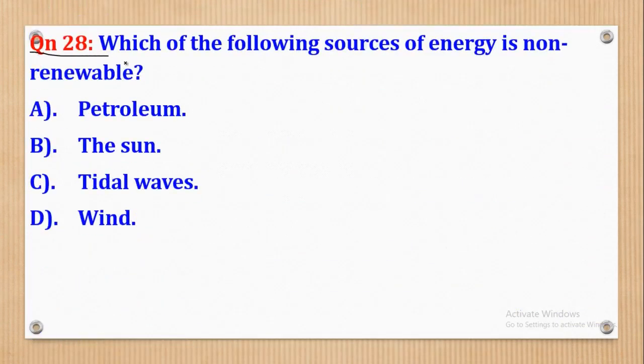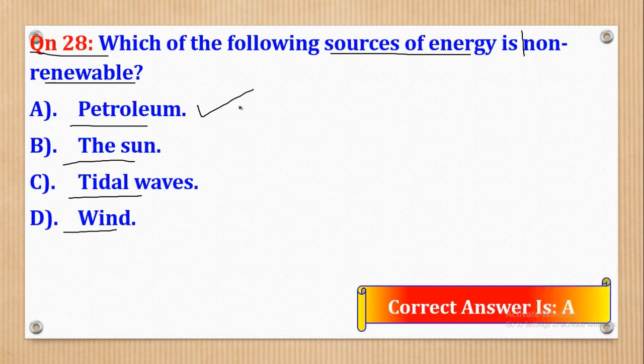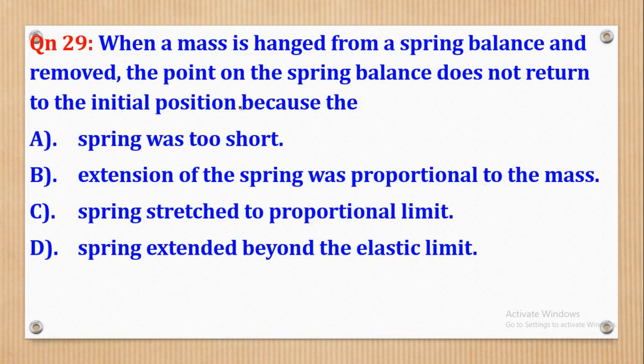Now we shall go to question 28, and it says which of the following sources of energy is non-renewable? Option A, petroleum. Option B, the sun. Option C, tidal waves. Option D is wind. Therefore, the one which is non-renewable will be petroleum. So the correct answer is A. So that was question 28.